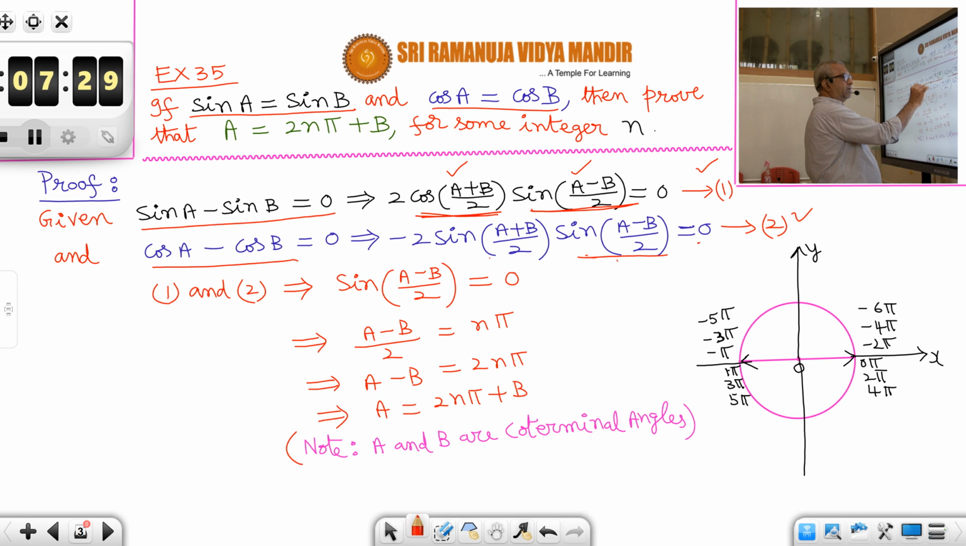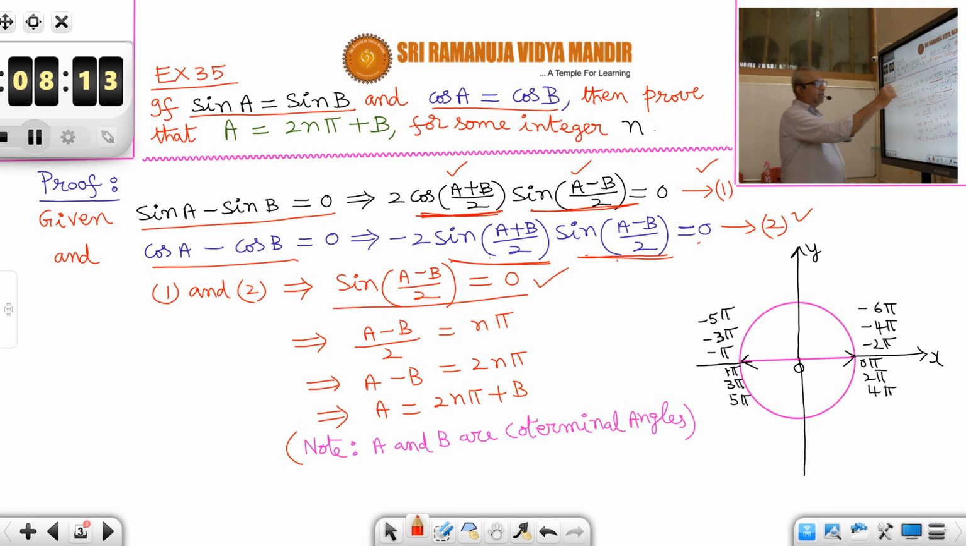cos square theta plus sin square theta is equal to 1, whatever may be theta. So therefore cos square((A+B)/2) plus sin square((A+B)/2) should also be 1. If both are zeros, then how can that be equal to 1? Therefore sin((A−B)/2) must be 0. Okay, that is the logic here. So that we have concluded. Otherwise, the identity sin square theta plus cos square theta is equal to 1 will collapse, is it not?